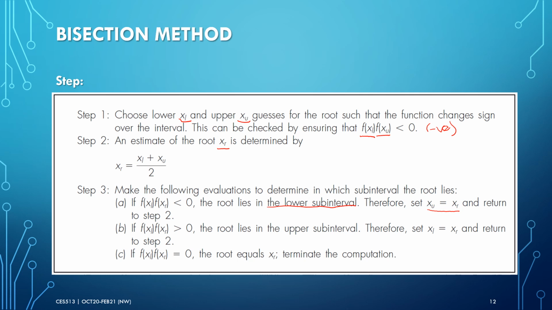Okay, B, if the function of the lower bound multiplied by the function of the estimated root is greater than 0, or positive, the root lies in the upper subinterval. Therefore, set the lower bound equal to the estimated root and return to step 2 again. And the last one, C, if the function of the lower bound multiplied by the function of the estimated root equals 0, then the root is equal to the estimated root, xr, and then you can terminate the computation.